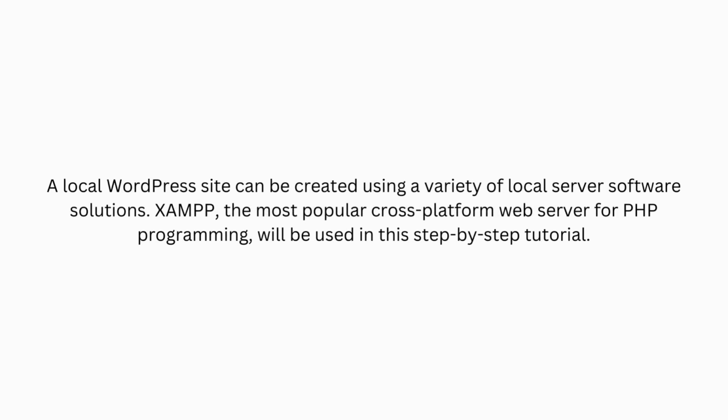In 6 easy steps, install WordPress on localhost. A local WordPress site can be created using a variety of local server software solutions. XAMPP, the most popular cross-platform web server for PHP programming, will be used in this step-by-step tutorial.